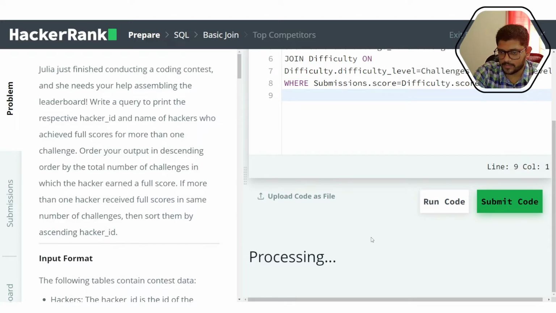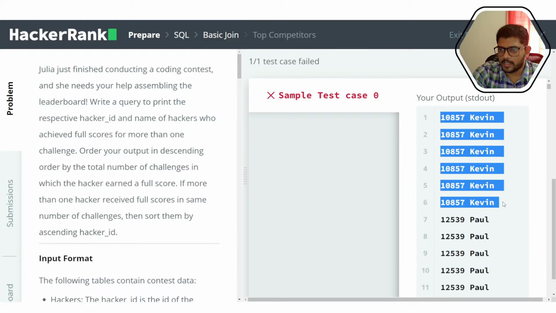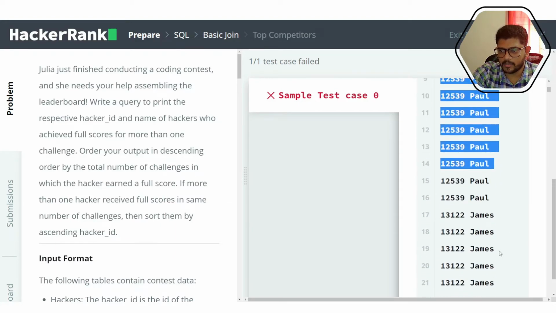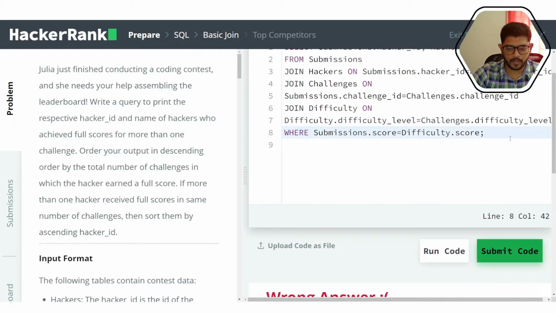You know the fix. It's taking longer than usual. So yeah, here we got it. Like I told you, this hacker with ID 10,857, name Kevin, his name is repeating this many times because he had clearly got full score in multiple problems, right? So Paul is repeating so many times. James is repeating multiple times, and so on. So how do we fix this?